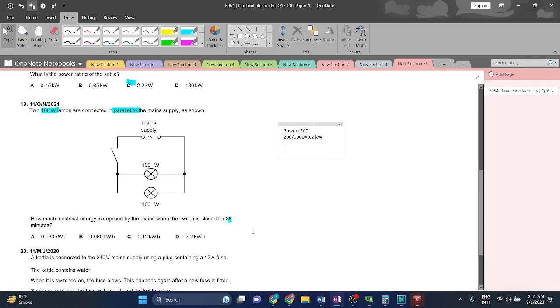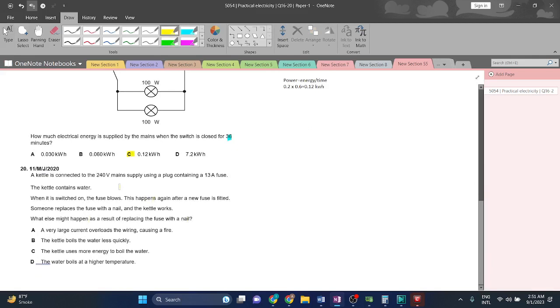Then we have to convert the minutes into hours. In order to do that, we divide the minutes by 60, which will give us 0.6 hours. Now we calculate by using the formula: energy is equal to power times time. How much time do we have? 0.6, and we have power 0.2. 0.2 into 0.6 will give us an answer of 0.12 kilowatt hour. C is the answer.